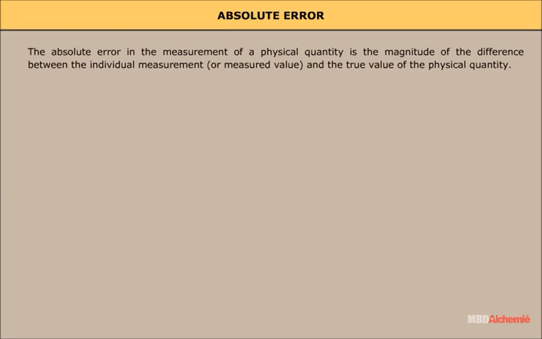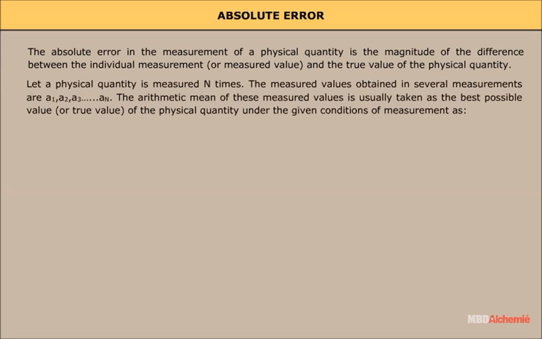Absolute error. The absolute error in the measurement of a physical quantity is the magnitude of the difference between the individual measurement or measured value and the true value of the physical quantity. Let a physical quantity be measured n times. The measured values obtained in several measurements are a1, a2, a3, ... an. The arithmetic mean of these measured values is usually taken as the best possible value or true value of the physical quantity under the given conditions of measurement.